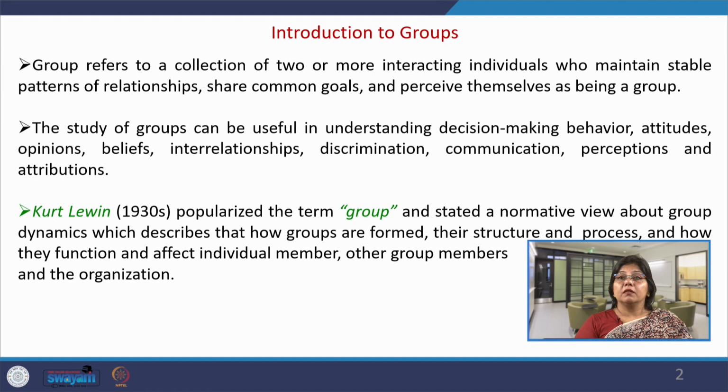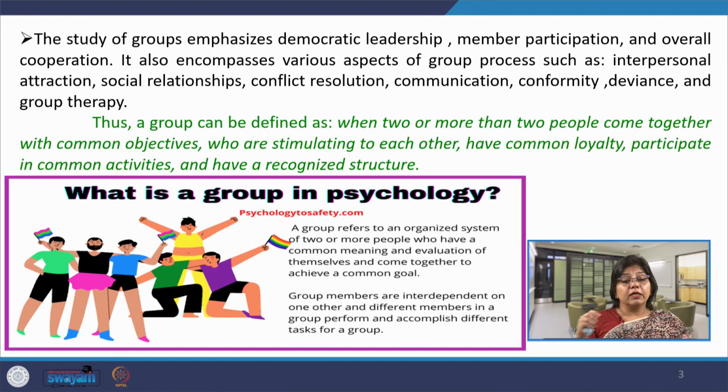The study of groups is useful in understanding different processes in terms of decision making, behavior, attitudes, interpersonal relationships, beliefs, opinions, discrimination, communication, perceptions and attributions. Perceiving the whole process and the other members of the group, we tend to become stereotyped, we tend to discriminate, we tend to become biased with one particular member and not with another. So, this influences the decision making process. The study of groups emphasizes democratic leadership, member participation and overall cooperation. It can also be about competition, but it can be about overall cooperation.